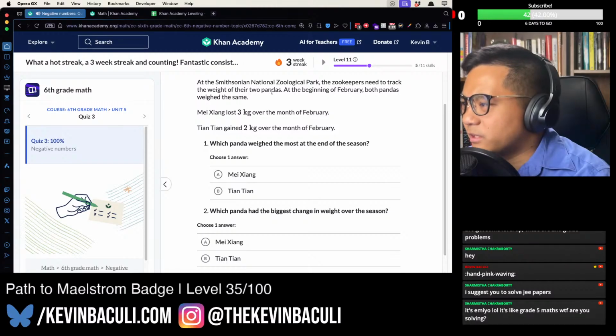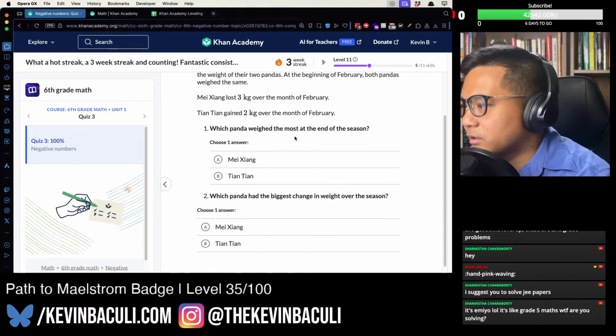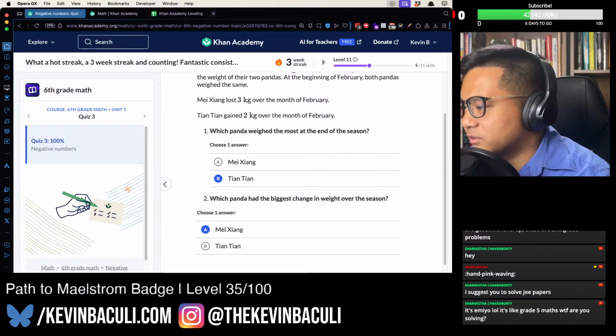At the Smithsonian National Zoological Park, the zookeepers need to track the weight of their 2 pandas. At the beginning of February, both pandas weighed the same. Mei Xiang lost 3 kilograms over the month of February. Tian Tian gained 2 kilograms over the month of February. Which panda weighed the most at the end of the season? So if you gained Tian Tian, which panda had the biggest change? Mei Xiang.